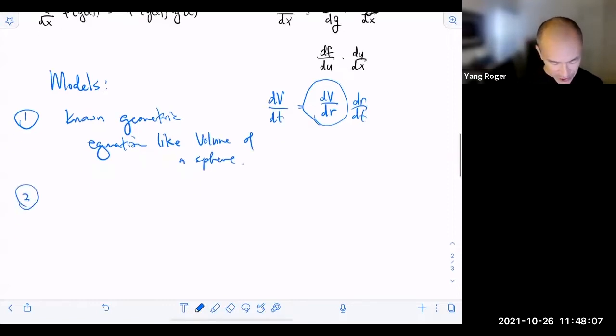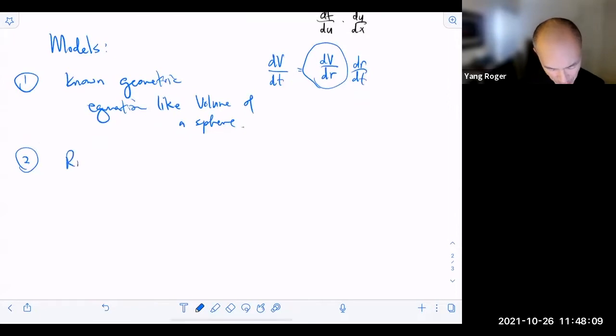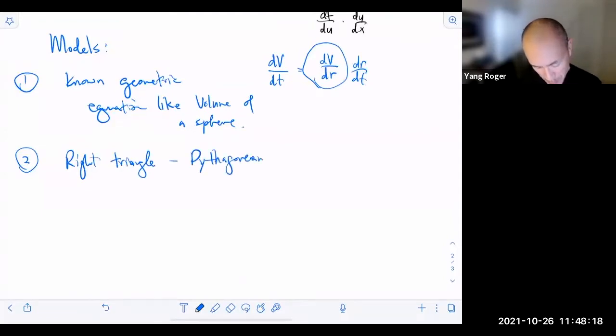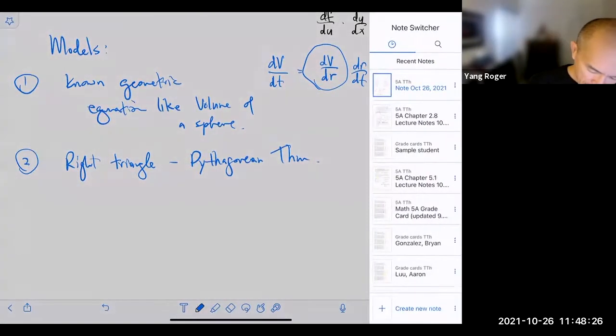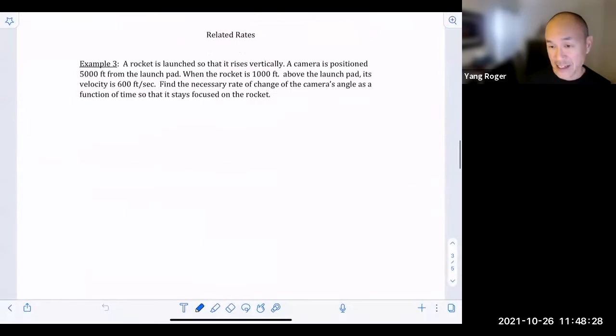Another type of situation that we were able to model is you had a right triangle and use the Pythagorean theorem. This is a very common model. These two are the two easiest, most common models. Okay. Let's take a look at another example. We might have a slightly different model here.